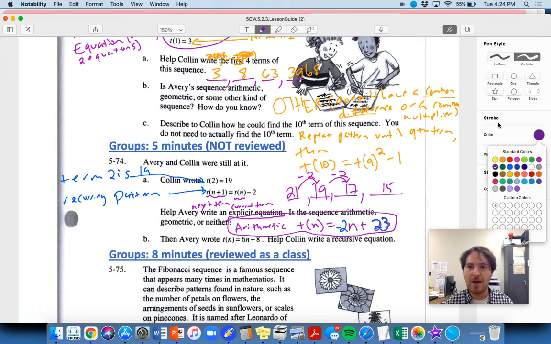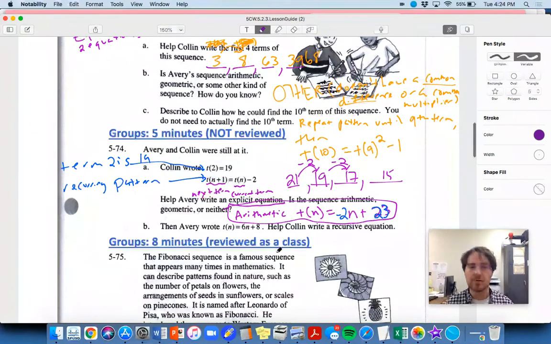Okay, then Avery wrote this. They wrote T of n equals 6n plus 8. Okay, they're just writing this for a different sequence. Help Colin write a recursive equation. Okay, what do we know about this? Well, we know that this is where my T of 0 is.